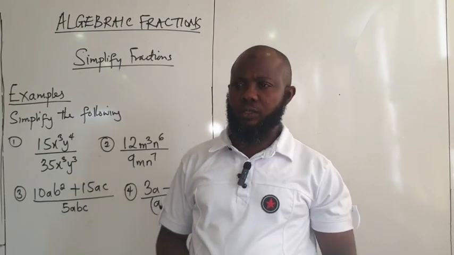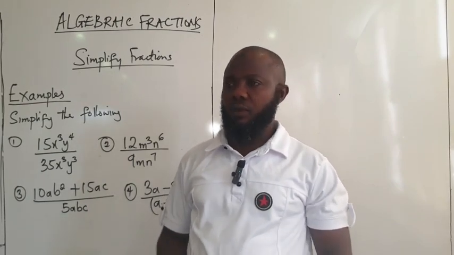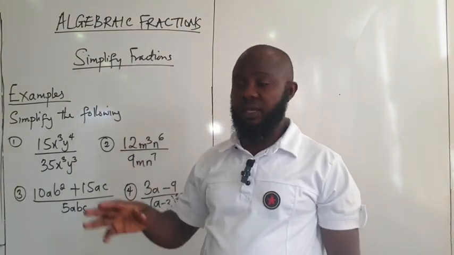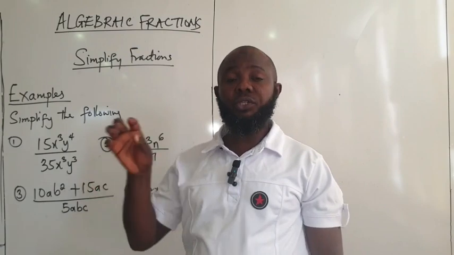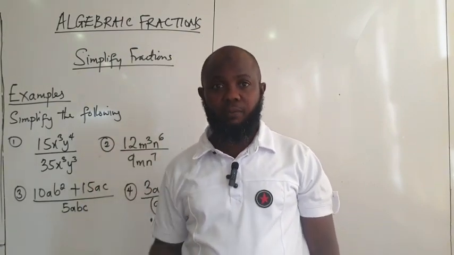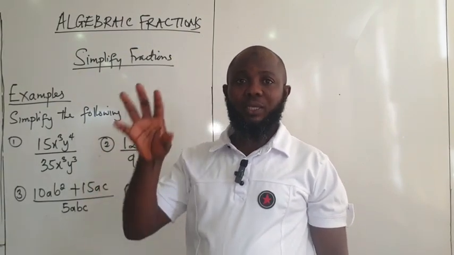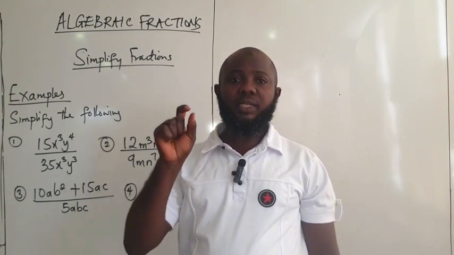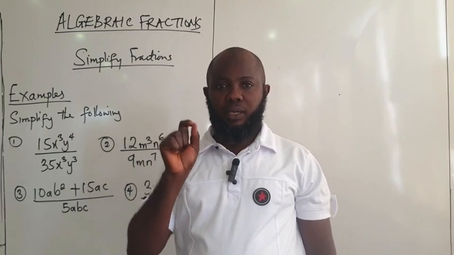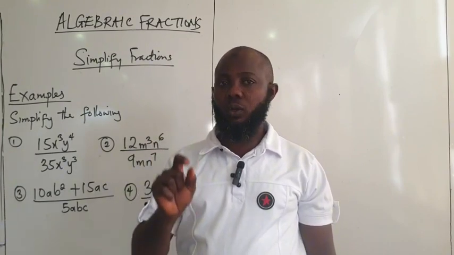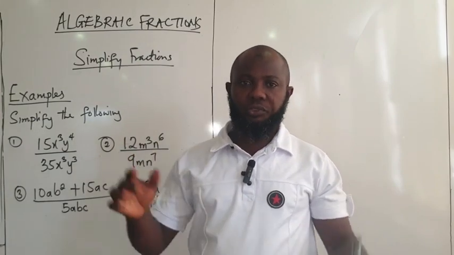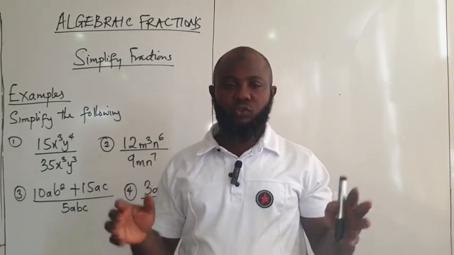So when we talk about algebra, we discussed that. But when you are asked to simplify anything, you have to reduce it to its lowest term, to reduce it to a situation whereby you will not have anything that can divide them. So that is what we call simplification of an expression or fraction. So you're reducing that fraction to its lowest term.